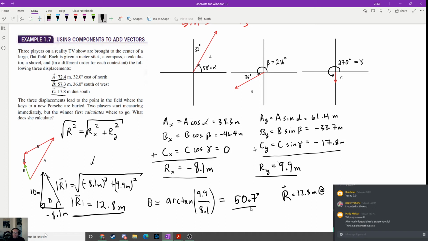Now you can decide how you want to write this, but because it's up and to the left, I'm going to say it's 50.7 degrees, and I'm going to say that that is north of west. That is one version of an answer. You could also have written it as about 40 degrees west of north, or what would it be, like 39 degrees west of north? However you want to write it. Okay, any questions? Does that make sense?